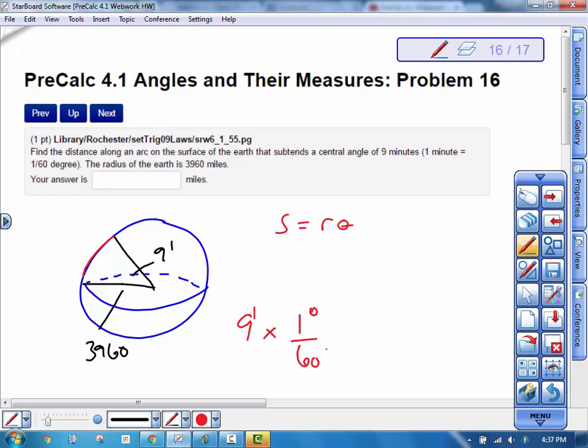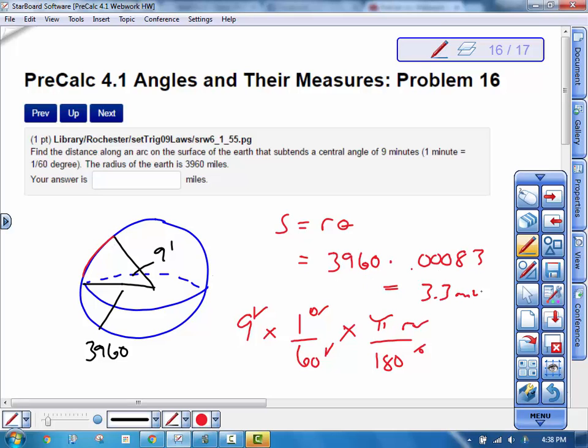For degrees, 1 degree is equivalent to 60 minutes. And then we also need to convert that from degrees to radians, so we multiply by pi radians over 180 degrees. The degrees cancel. So if you do that, that angle goes in for theta, and the radius is 3,960 miles times this angle right here, which is about 0.00083 repeating, and then multiply that, don't round in your calculator, just multiply that by 3,960, and that gives you about 3.3 miles.